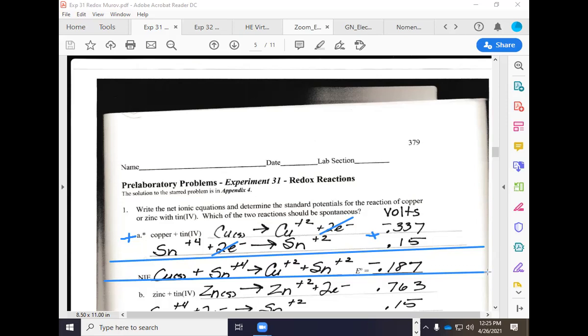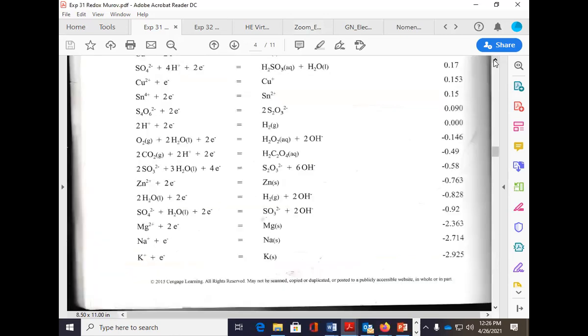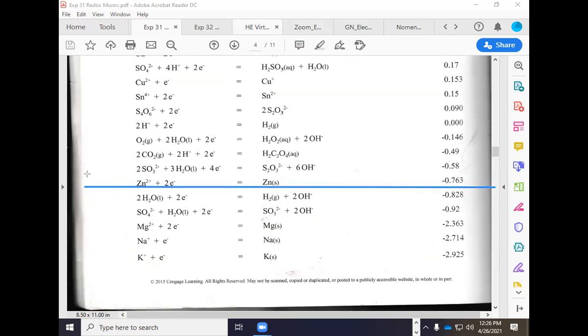Okay, questions about 1A? Okay, so let's look at B. It says we're going to need zinc. When it just says zinc, it means zinc solid. So we go back to our table and find the zinc solid. Where is it? Oh, there it is. Okay, so there's our zinc solid.